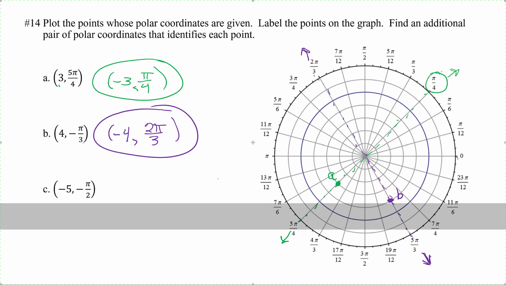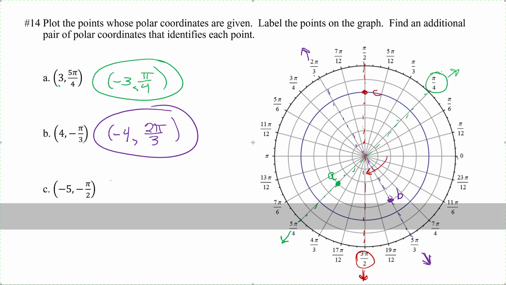So this time, if I start at negative pi halves, well, negative pi halves takes us down here to 3 pi halves, same place. So we're going negative 5 though. So the positive direction along this negative pi halves ray would be down. And then we want to go negative 5. So we're going the opposite direction, which brings us up to this pi halves ray. And we're going 1, 2, 3, 4, 5. So if the positive direction is down, the negative direction is going to be up here. And so this is our point C.